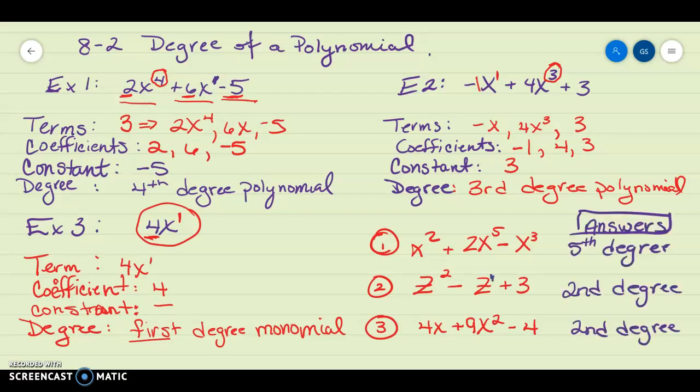You'll see the answers. Okay, so I have my answers over here. The first one is 5th degree, highest exponent is 5. The second one's a 2nd degree polynomial because the highest exponent is 2. And the last one is also a 2nd degree polynomial because the highest exponent is 2.